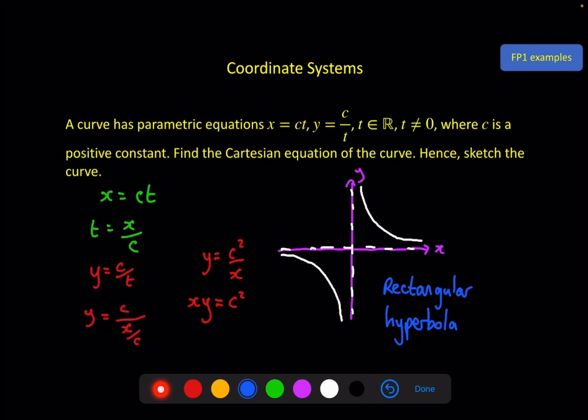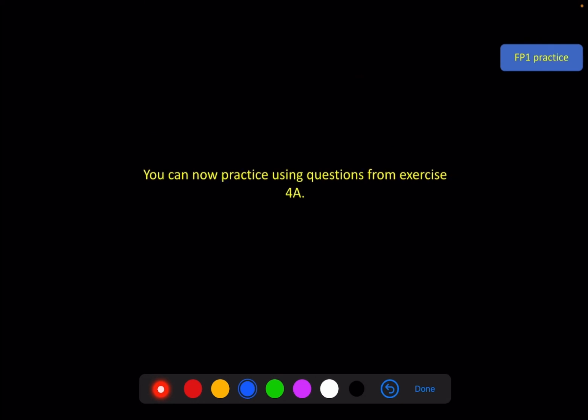So we'll be using these two curves a lot in the following two videos. But for now, that should be enough for you to sketch some parametric equations of different types by drawing a table of values, and combine parametric equations of different types to form Cartesian equations, and you can do this using the questions from exercise 4a. We'll come back to parabolas in the next video and rectangular hyperbolas in the video after. Maybe I'll see you there.